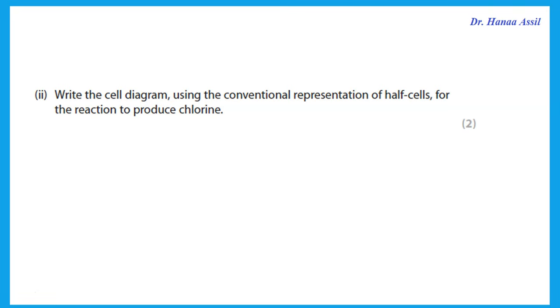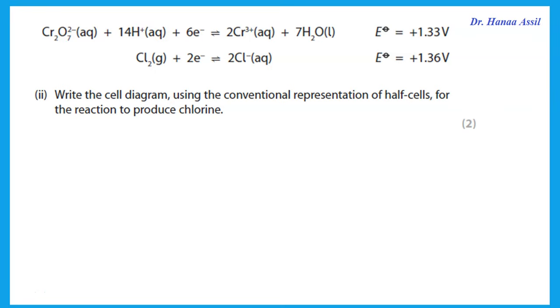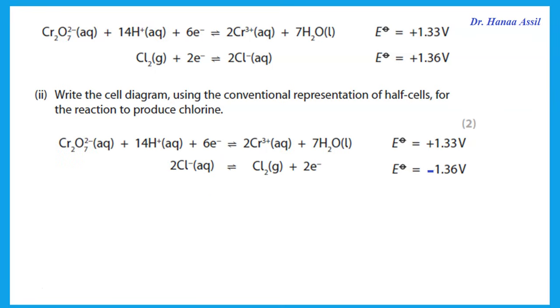Write the cell diagram using conventional representation of half cells for the reaction to produce chlorine. Where is the reaction to produce chlorine? We have the dichromate going to chromium 3+ and the chlorine. So we have the dichromate going to chromium 3+, and then the second equation has to be inverted because we're trying to make chlorine. So this is chloride going to chlorine, and when we invert an equation, we invert the sign of the E naught for that equation.